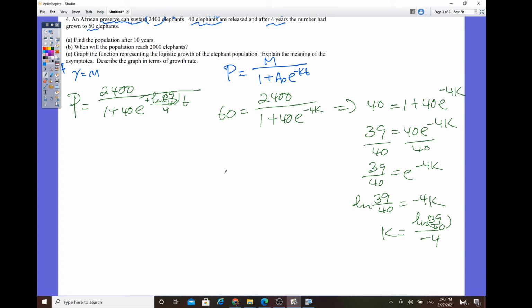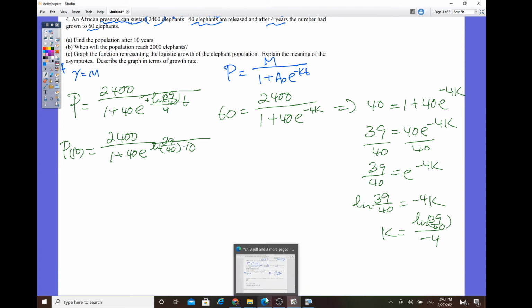Now find the population up to 10 years. So just plug in the time, 10 years. P of 10 equals 2,400 over 1 plus 40 e to the power of this weird number, natural log of 39 over 40 times 10. Let's try to find out what that is on a calculator.